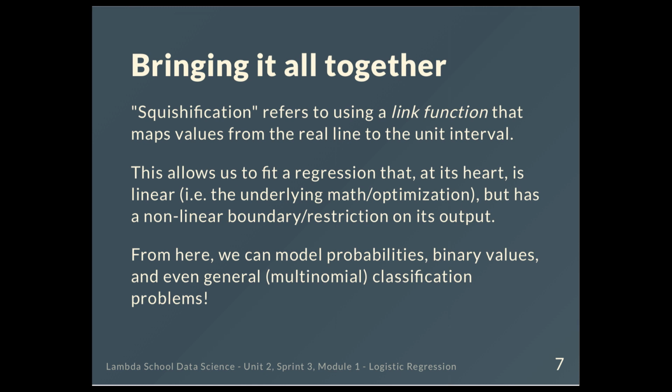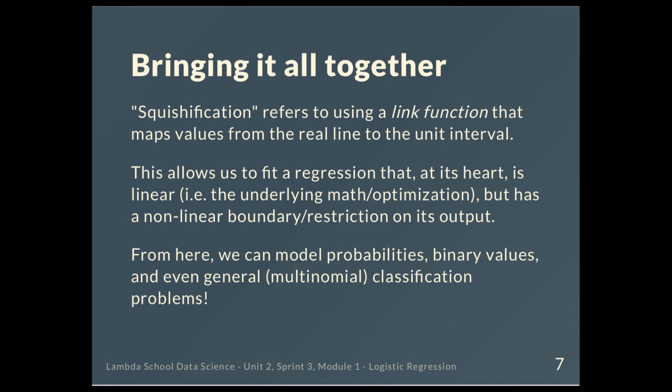So, bringing it all together, this is essentially what I was just saying, but stare at this for a second and let it absorb. Squishification just means we're using a link function, which is essentially like a CDF, in our case, the logistic sigmoid, mapping real values to the unit interval. This means that we're fitting a regression that, at its heart, actually, is still linear. And that's the perhaps somewhat strange thing to think through here, and it's totally okay if you don't get this all at once. We will be going over this again in the notebook and in class.